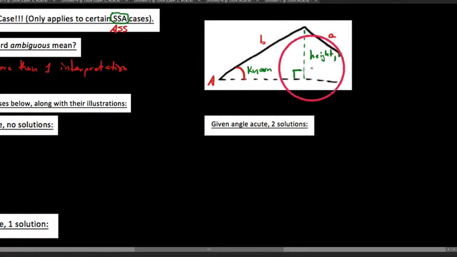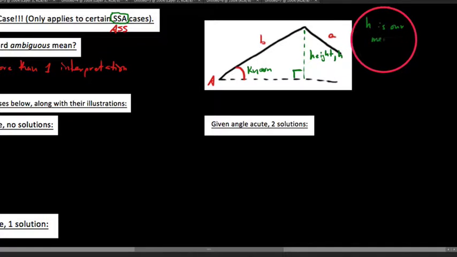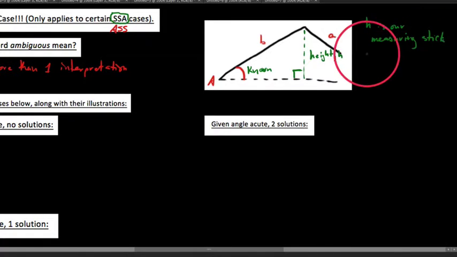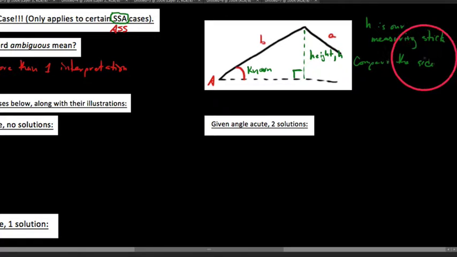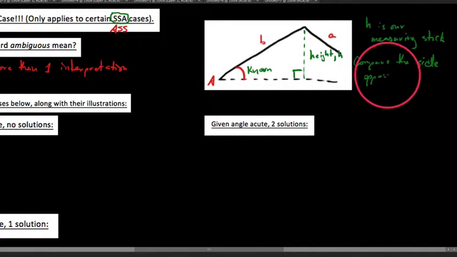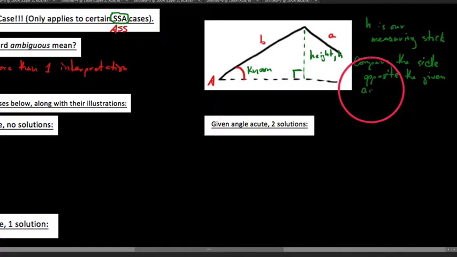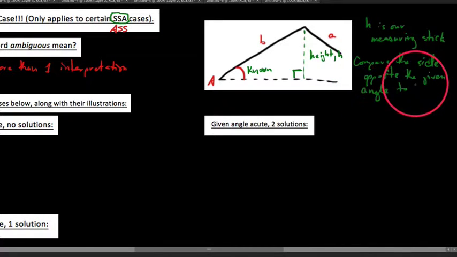And so I'm going to put H on this side here and we're going to say H is our measuring stick. Okay. And what I mean by measuring stick is this. We are always going to compare the side opposite our given angle, okay, side opposite the given angle, to H, and sometimes to this adjacent side B here.